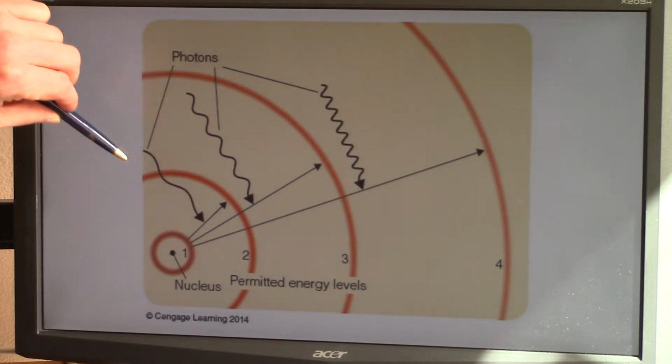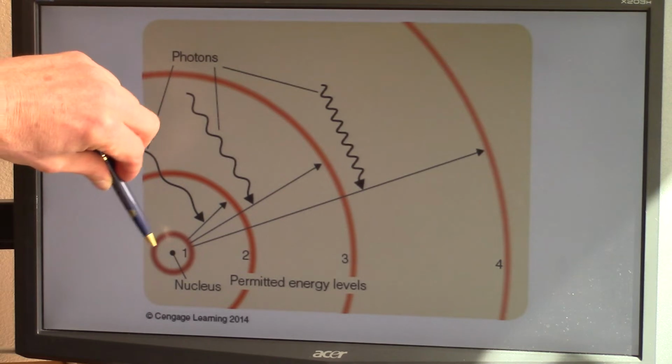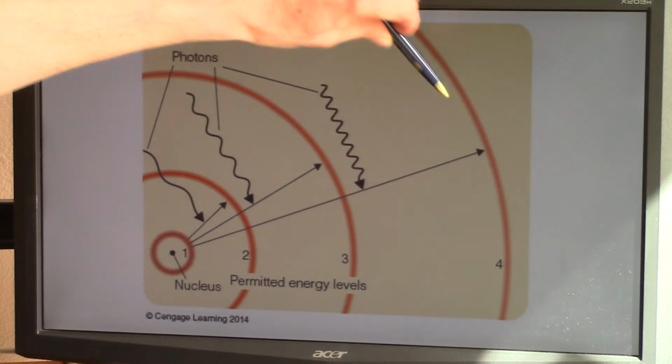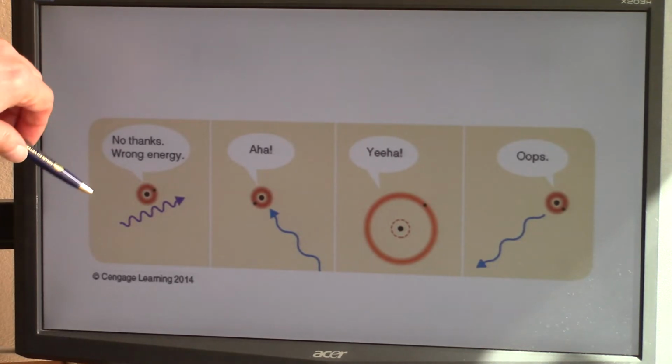So that's what happens, right? So with photons, it has to be just right. There could be other photons here, but the electron doesn't care. It ignores them. When it gets the right ones, it goes up to higher levels, right? So here's how it works.